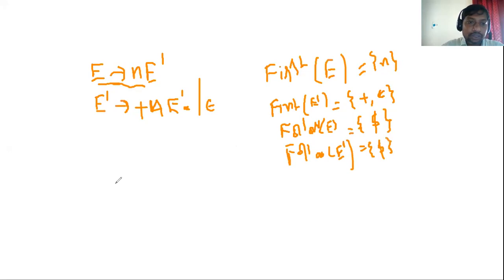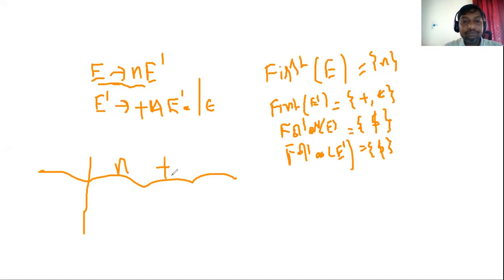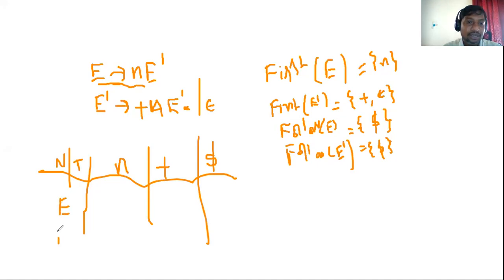Now let us construct the parsing table. So we have two input symbols, plus and n, and we need to consider this dollar as well as an input symbol. These are the terminals. For each terminal and non-terminal combination, we have two non-terminals, E and E'.